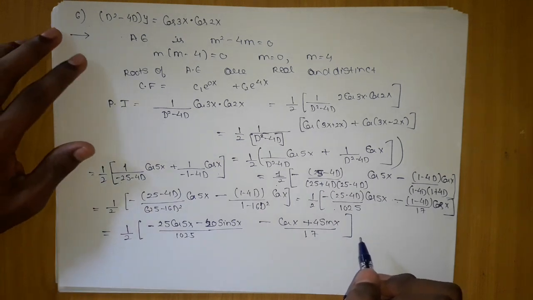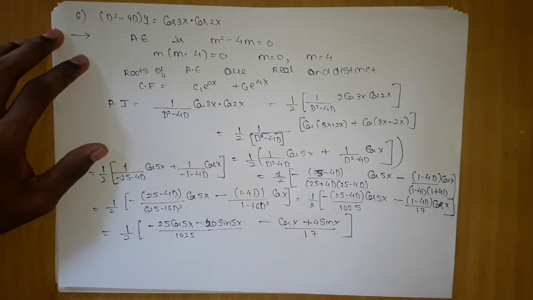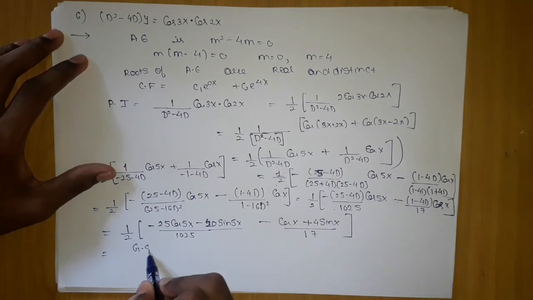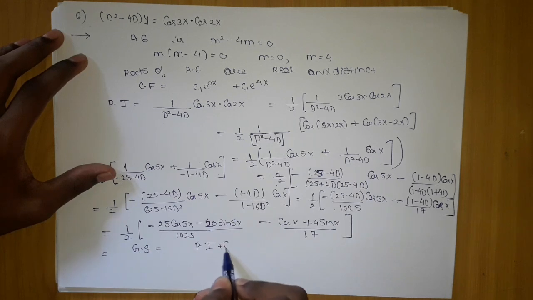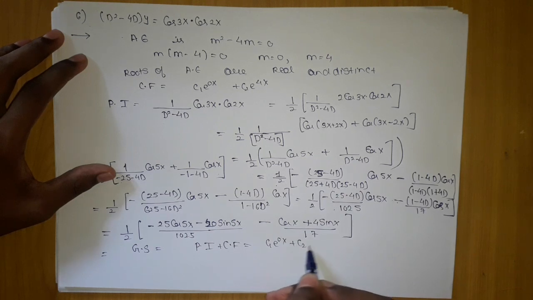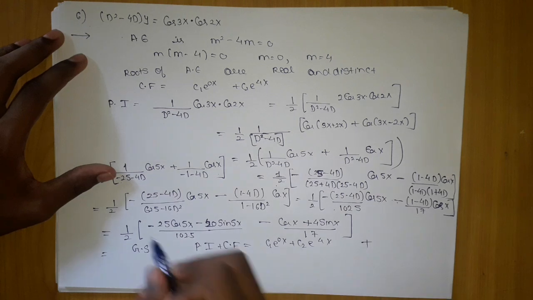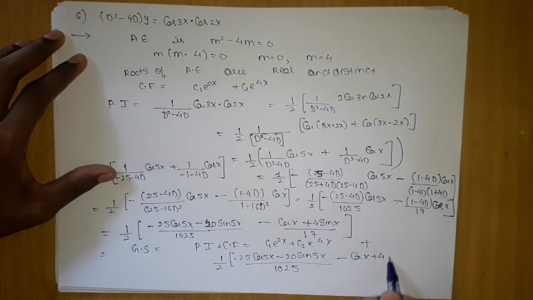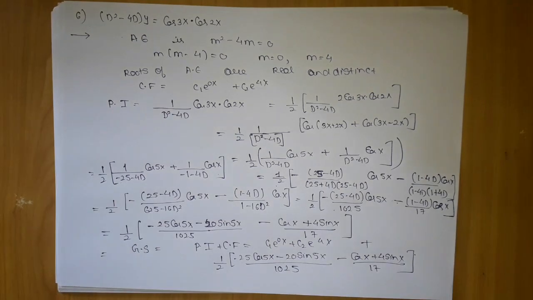Now what you can see, if I multiply by 2, I will get something different, but we will keep it as it is only. Our general solution you can write by combination of particular integral plus complementary function, which will be c1 e to the power 0x plus c2 e to the power 4x, plus we will write this stuff 1 by 2 minus 25 cos 5x minus 20 sin 5x, the whole upon 1025 minus cos x plus 4 sin x, the whole upon 17 bracket close. So this is our required answer.